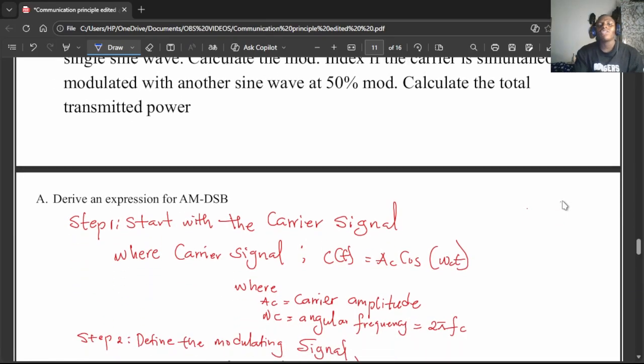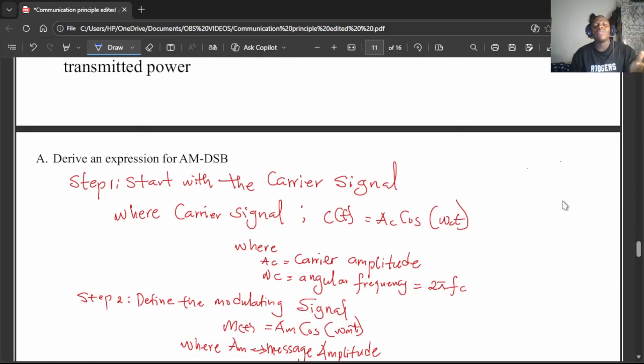Now, let's go over to your answer. What I did was highlight some steps or some approach for you to use to express your AMDSB. Now, without wasting time, let's go into the steps. The first step is to start with your carrier signal. So you're basically starting the process with your carrier signal. Now, what is your carrier signal in this case? Your carrier signal, denoted by c of t, is equal to A subscript C cos W subscript C t. That is the meaning.